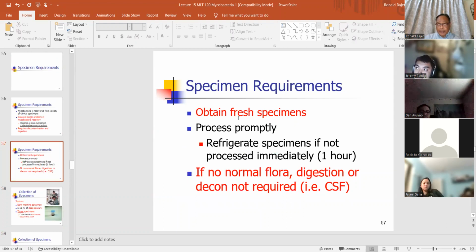So you get your fresh specimen, morning specimens for sputums, and process it immediately. If you're not going to process it immediately, make sure you refrigerate it within 1 hour. You need to make a decision: how long will it take for you to get to the specimens for processing? If there is no normal flora, digestion or decontamination is not required. For example, CSF does not have normal flora, so you don't digest or decontaminate. Same thing for urine. There's no normal flora, so digestion and decontamination is not required.